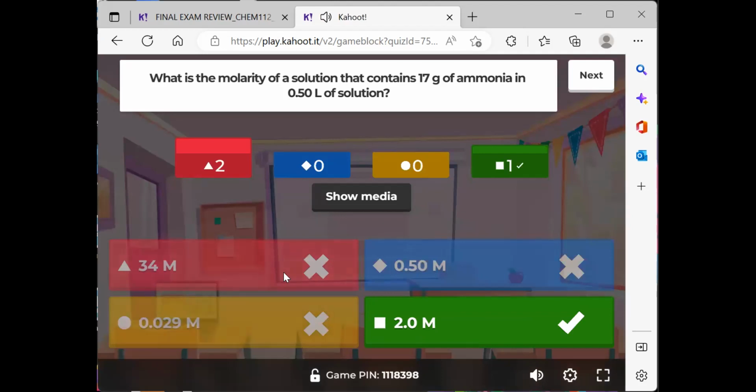So for this problem specifically, because we were given grams of our solute, we needed to change it into moles and then divide it by the volume given. So remember, for this exam, you need to know how to do the conversion from grams to moles. And molarity is always moles over liters. So remember that fact.